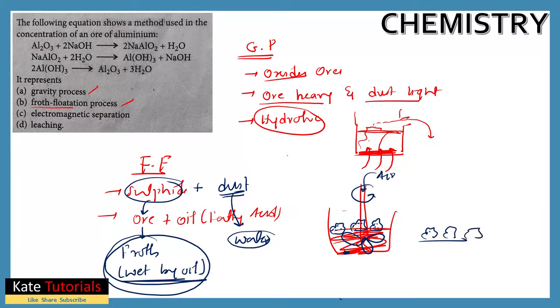And this froth contains what? Sulfide ore, right? It will be kept for drying in the sunlight, because of which the froth goes away and we get pure ore particles, and the dust particles will remain here only, because these dust particles are wetted by water. So this is only done for sulfide ores.